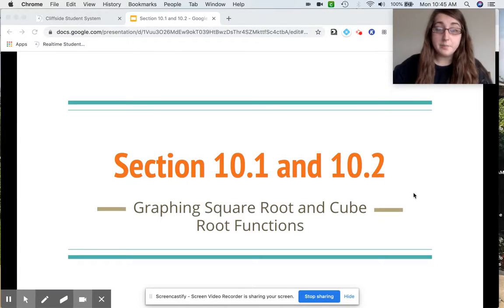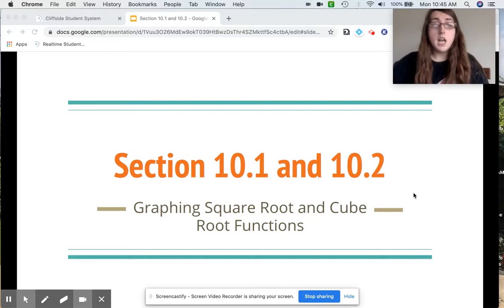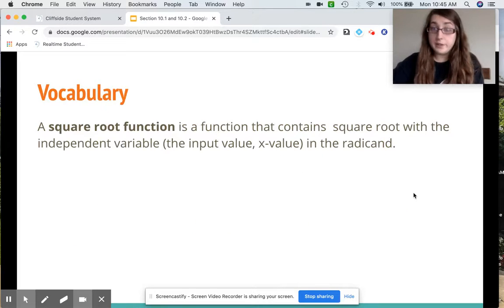So this is chapter 10. Chapter 10 deals with radical functions. And what we're going to do is focus on mainly square root functions and cube root functions to start off the chapter. So they're very similar, so I'm grouping them together. So we're going to start with the definition of a square root function.